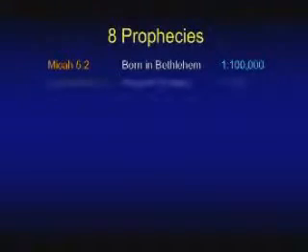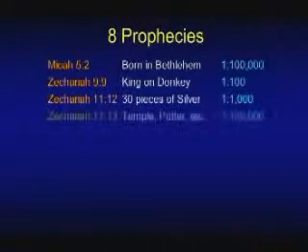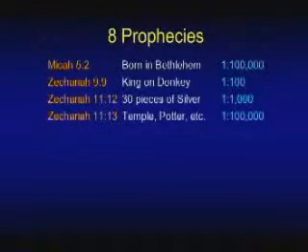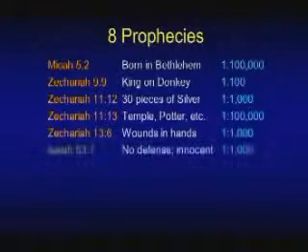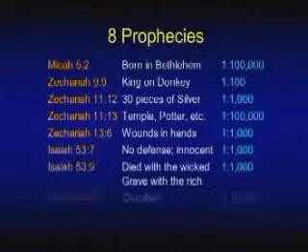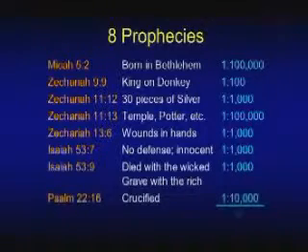So I've given you 8 prophecies we've selected here. Born in Bethlehem, king on a donkey, 30 pieces of silver, transaction in the temple to the potter and all of that, wounds in his hands, no defense though innocent, died with the wicked, grave with the rich, crucified. Now the question is, okay, we've got a priori probabilities estimated for each one of these 8 prophecies. Now the question we need to address is, what's the probability that a particular person fulfilled all 8 of these? That's an exercise in composite probabilities, and for that we need a little tutorial background.